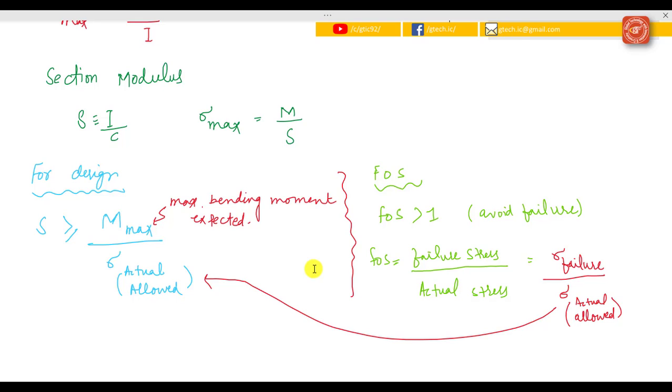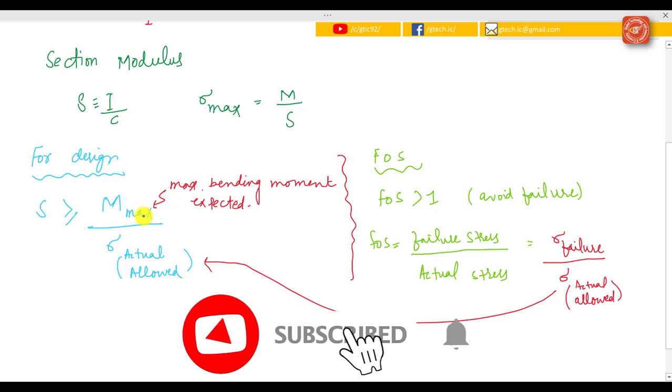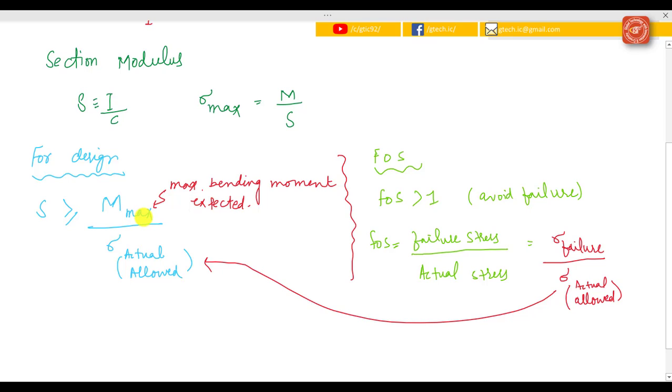Here we only consider the bending stresses, that is the stresses obtained from the flexure formula. When designing a beam to resist bending stresses, we usually begin by calculating the required section modulus, that is S should be greater than or equal to M max over sigma allowed. So for design, we want the S available for our cross section to be greater than the maximum moment expected over the allowed stress.